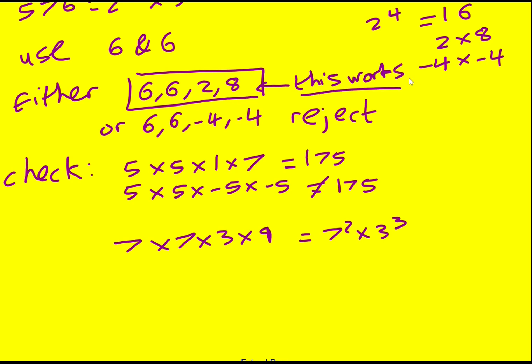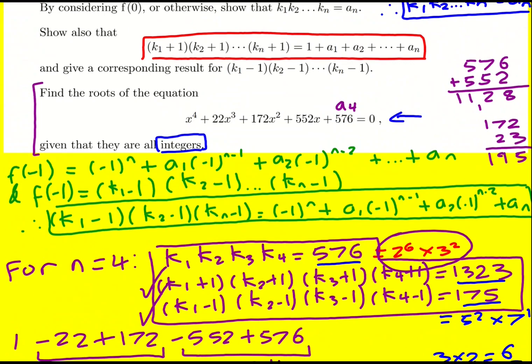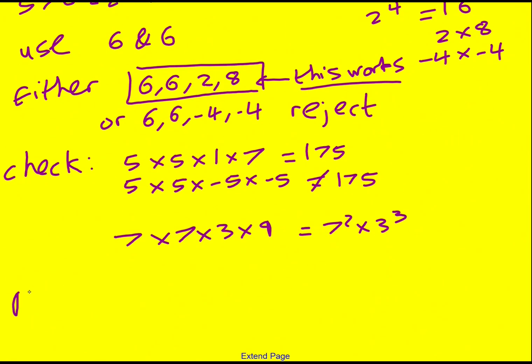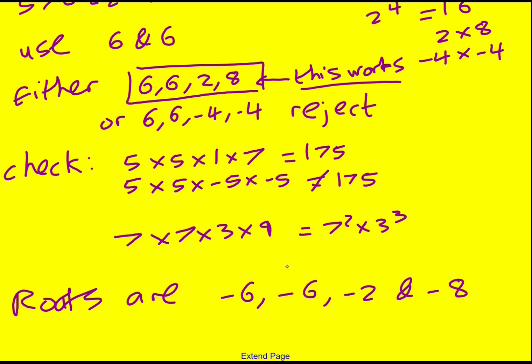All right, it's got to be said, that's quite involved, but it's a really interesting way to solve a quartic. Hope you agree. We're actually not quite there. Like it does say find the roots. So finally, the roots are going to be -6, remember, because it's minus k1, minus k2, and so on. -6, -6, -2, and -8.